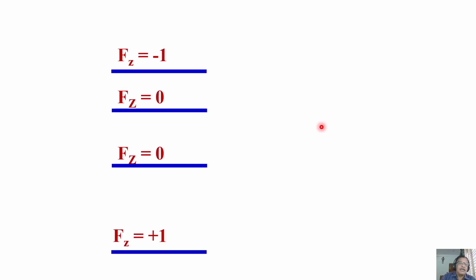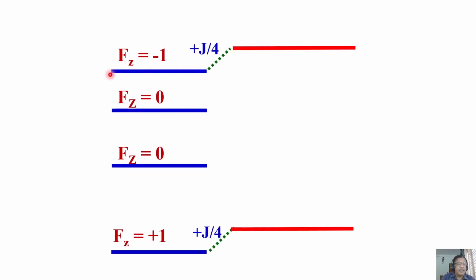The total magnetic quantum number of this state is -1. This is 0. This is 0. This is +1. This corresponds to beta beta, beta alpha, alpha beta, and alpha alpha. What did I say? These two states, beta beta and alpha alpha, get destabilized. So they push up by J by 4. Both of these energy levels went up. Look at it. It was here. They moved up by J by 4. So now they have a different energy level. Instead of here, they moved here, both of them.